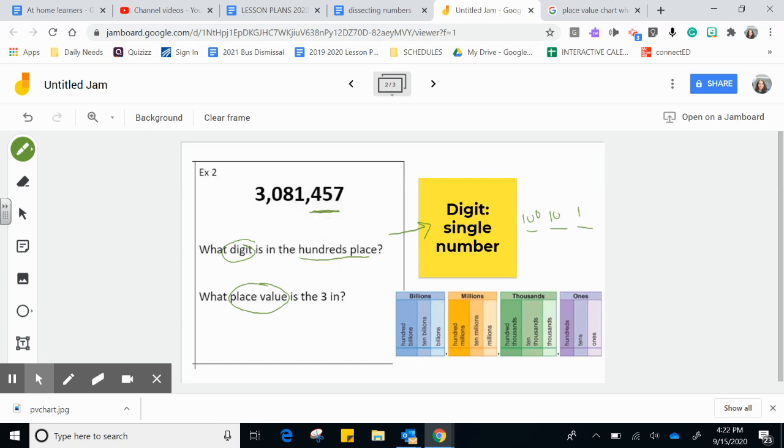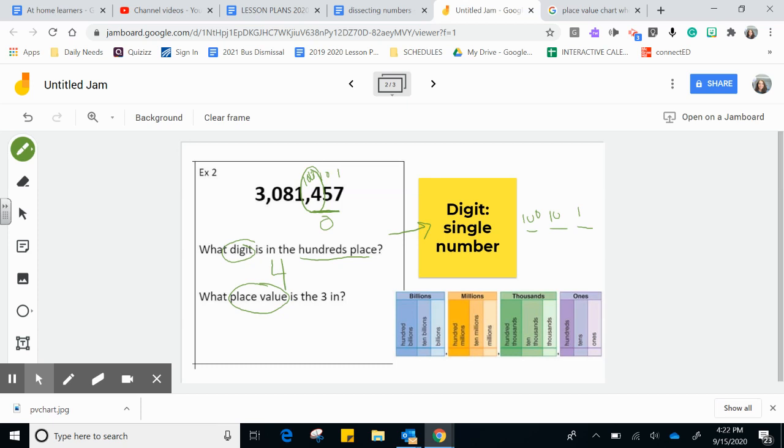So that means we're talking about the ones period. And we're looking for the hundreds spot. That's not going to be the first one. That's not going to be the second one. The hundreds spot is that third parking spot. So the 4 is living in that hundreds place.